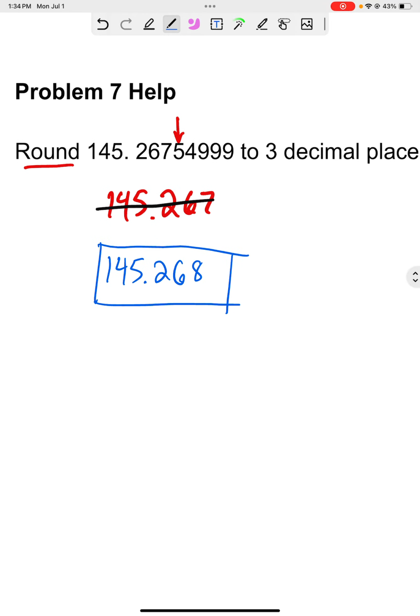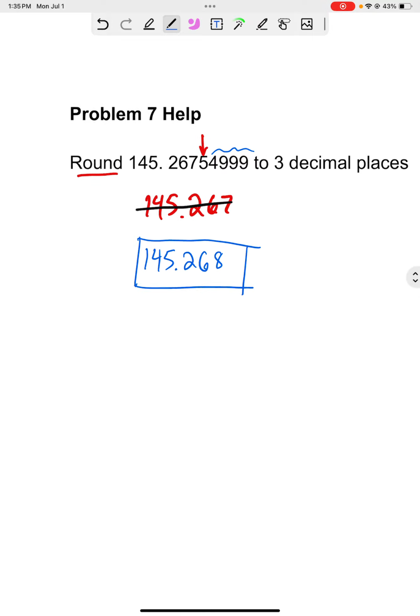145.267549999, rounded to 3 decimal places. One quick note before we wrap this up. Notice that these numbers didn't even really matter. It was all about that fourth decimal place that comes right after the third one if we're rounding to 3 decimal places.